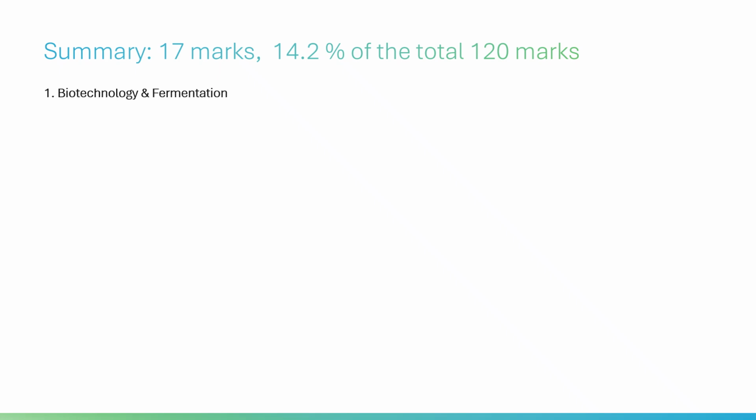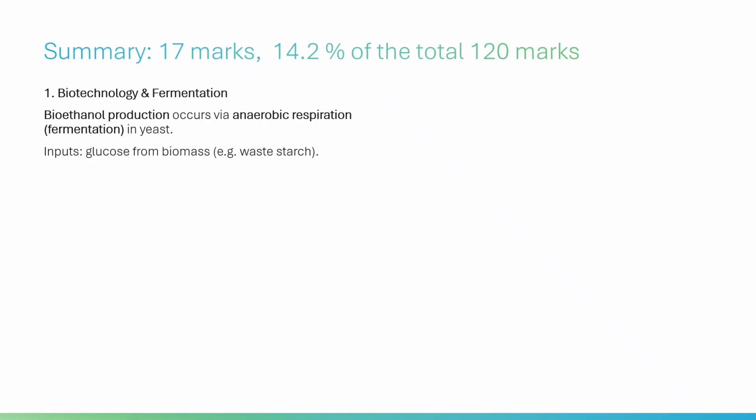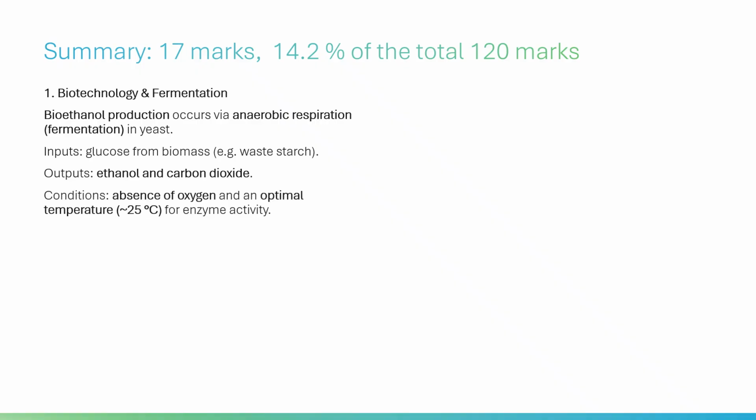1. Biotechnology and fermentation. Bioethanol production occurs via anaerobic respiration, fermentation, in yeast. Inputs: glucose from biomass, e.g. waste starch. Outputs: ethanol and carbon dioxide. Conditions: absence of oxygen and an optimal temperature, around 25°C, for enzyme activity. Key idea: fermentation is catabolic, breaks down molecules and releases energy.